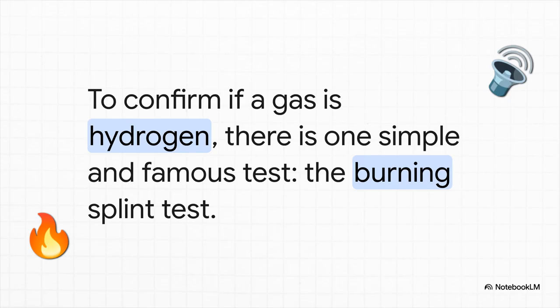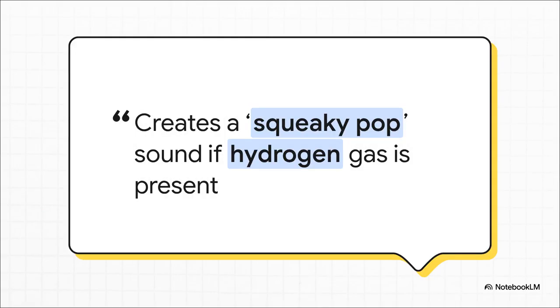If we think our reaction might be making hydrogen, there's a really simple and kind of famous test to confirm it. We just take a burning splint and place it right at the mouth of the test tube. If you hear that classic squeaky pop, well, it's an open and shut case. That sound is a tiny little explosion of hydrogen reacting with oxygen, and it's the unmistakable confession of hydrogen gas. There's nothing else like it.